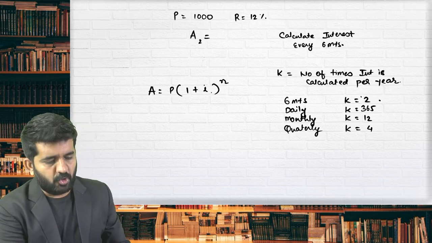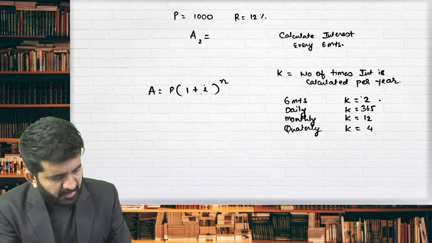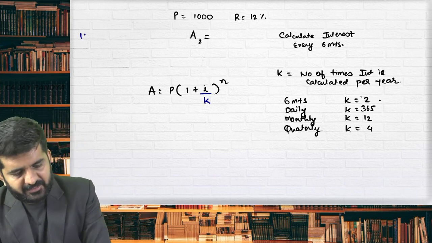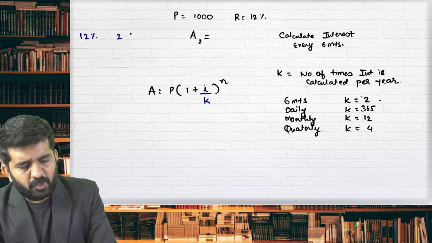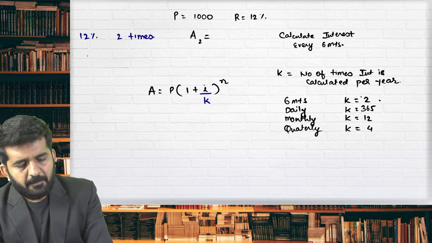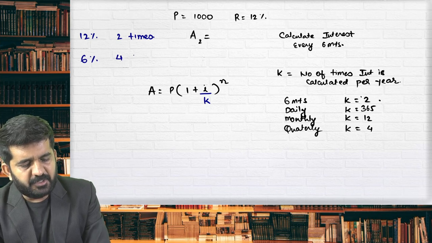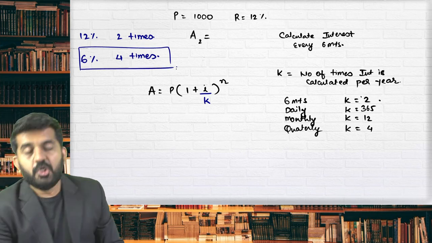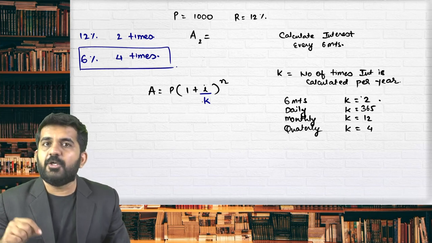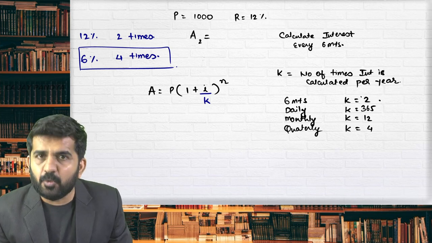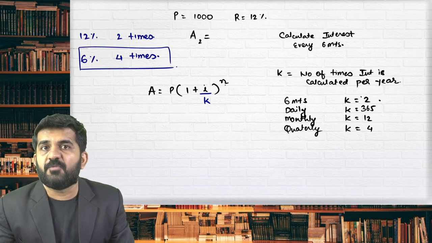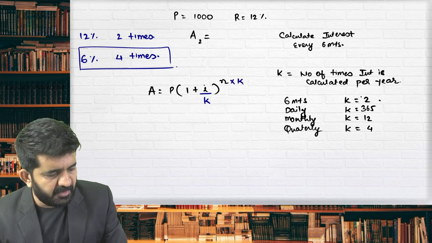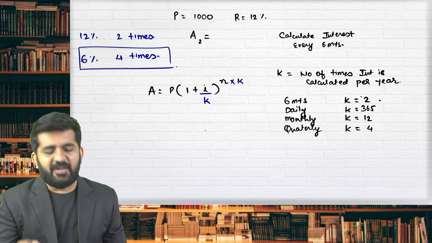But now try to understand logically what changes I am making in this formula. Divided by K. Let me rewrite this. 12% I was getting 2 times, but now I will be getting 6% 4 times. So 12% should be converted into 6%, so I'll have to divide by 2. And this 2 was the number of years. Now it should be converted into 4 times, so here it will be multiplied by K. And believe me, now I will be getting the answer.